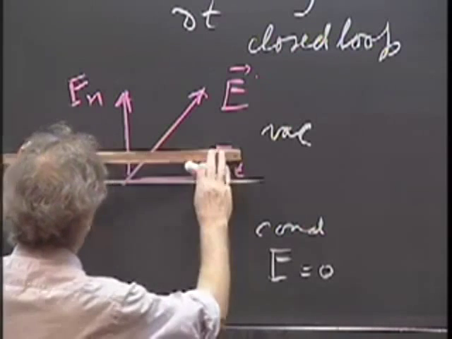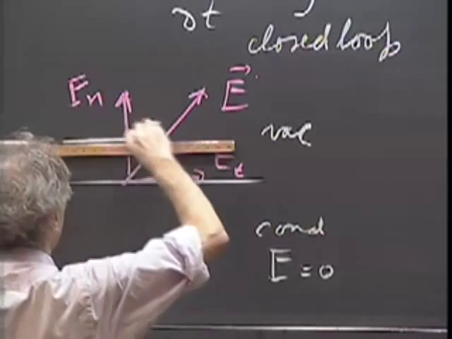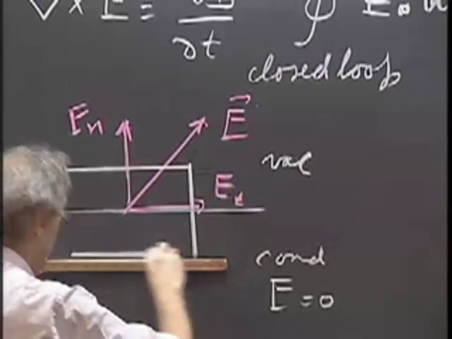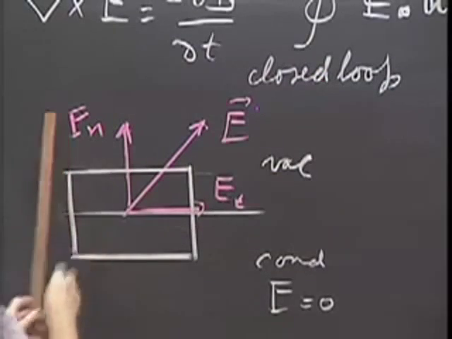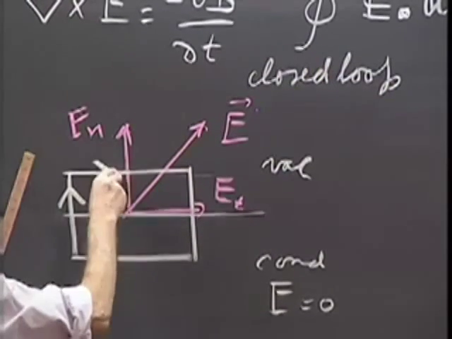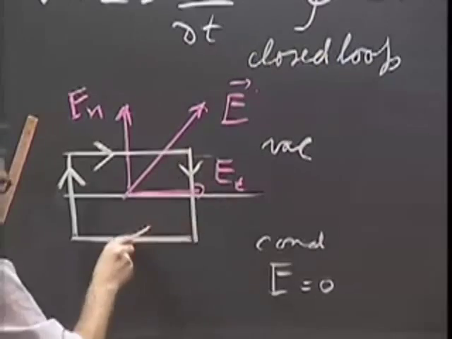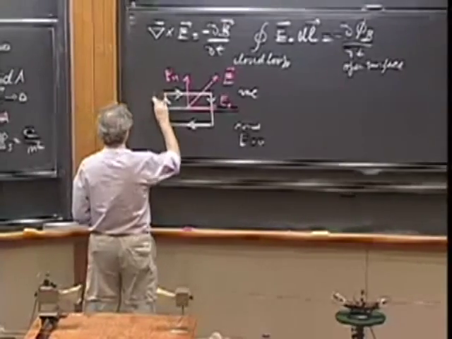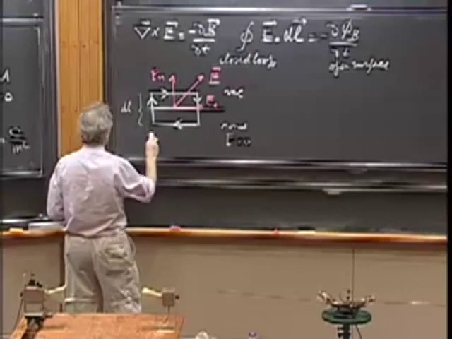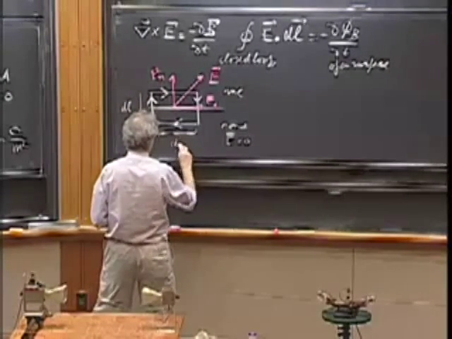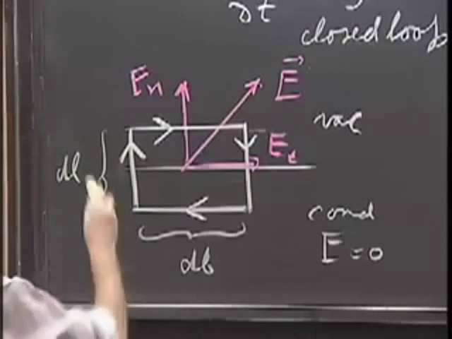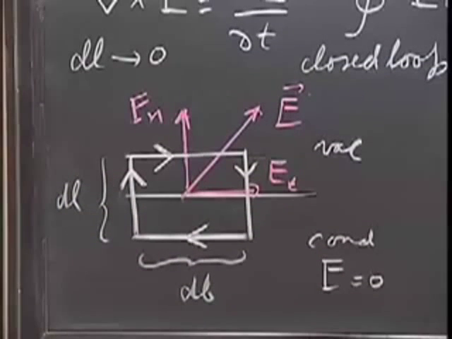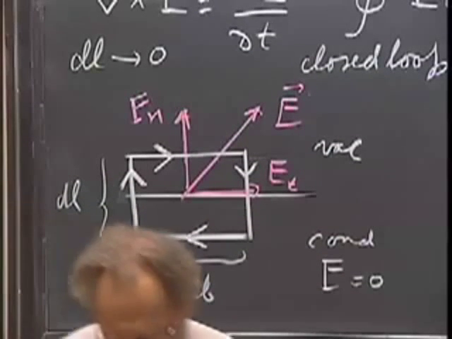Now I'm going to make a closed loop. This is my closed loop. Shouldn't surprise you that I choose it this way. And I'm going to march around this closed loop in any direction that I want to, but I chose this direction. It makes no difference which direction you choose. And let this be dl, and let this be dB. And I'm going to do exactly the same thing. I'm going to go in the limiting case when dl goes to zero so that I get the boundary condition at the surface.